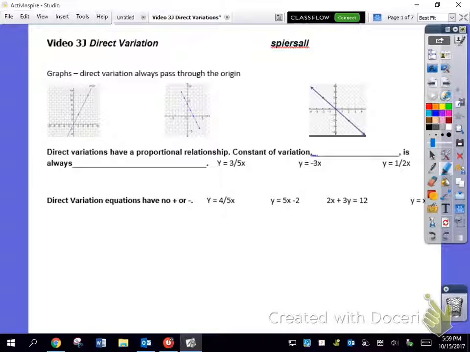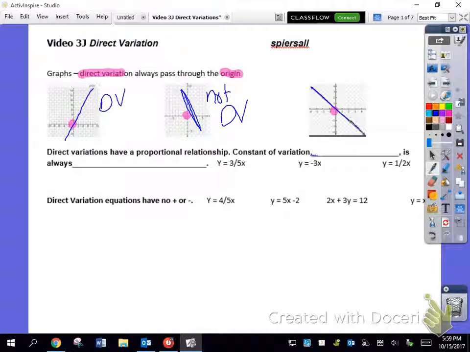If it is direct variation, it's always going to pass through the origin. So you're going to look at the origin on each of those. The graph passes through the origin, so this is direct variation. The graph does not pass through the origin, so this is not a direct variation. The graph passes through the origin, so that is direct variation. And then they also have a proportional relationship.